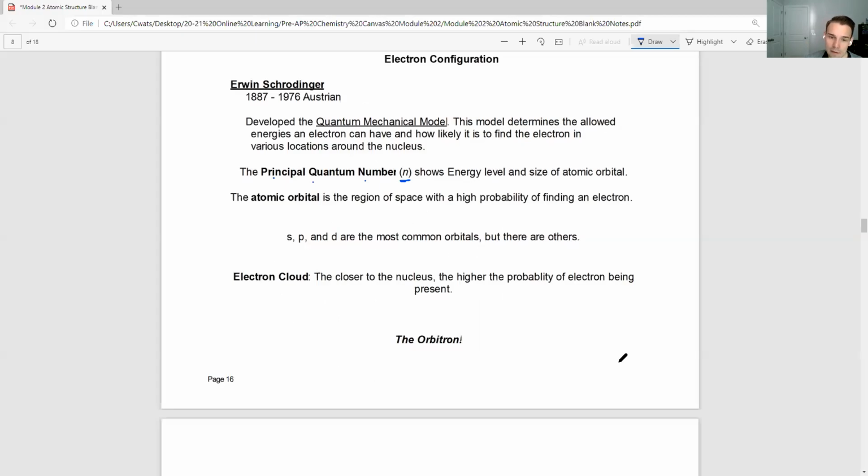The atomic orbital is the region of space with a high probability of finding an electron. So it says S, P, and D are the most common orbitals, but there are others. We are going to talk about all four of them, S, P, D, and F orbitals. And I'm going to have a link to this website, the Orbitron, where it can show you the computer-generated models of the different orbitals. I'm going to draw them for you here in a second, but looking at the computer ones is a lot more interesting than my very bad drawings.